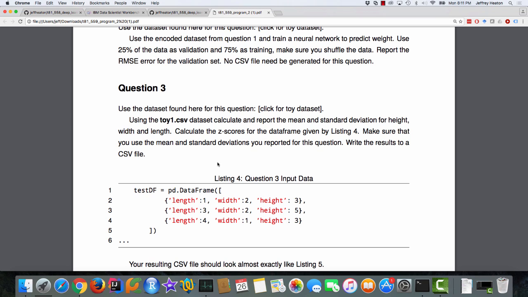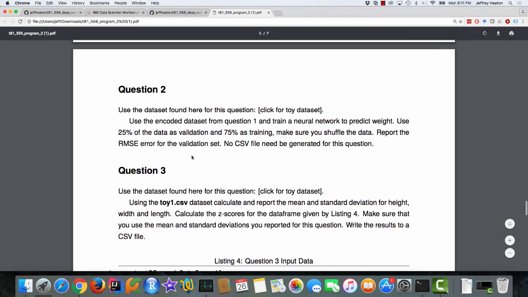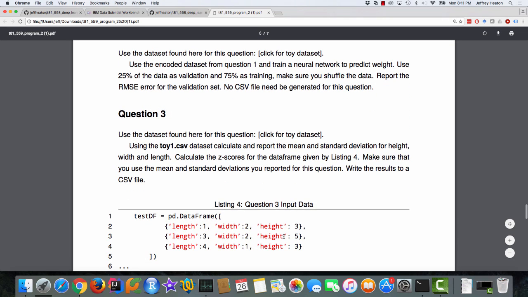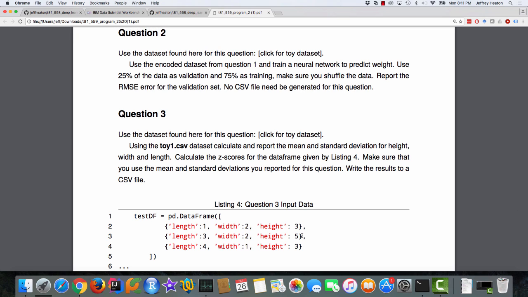Question three, you're going to use the z-scores that you got in question one from encoding it, and you're going to encode these three values. So remember how you can pass your own mean and standard deviation into the z-score? That's where you'll do it, because you don't want to calculate the mean and standard deviations on just these because there's not enough of them. You're encoding these using the mean and standard deviation that you got before.